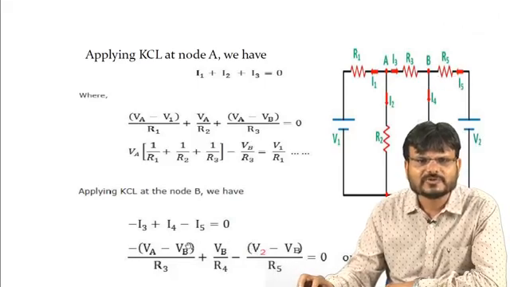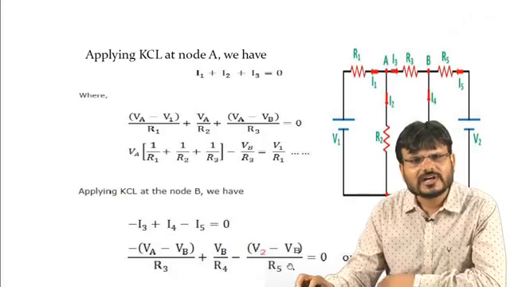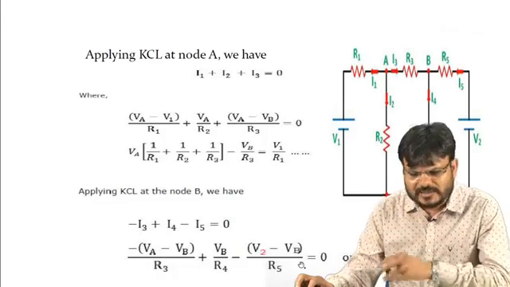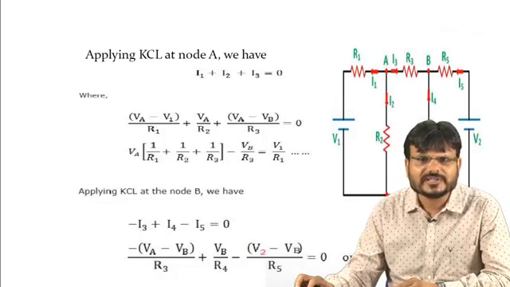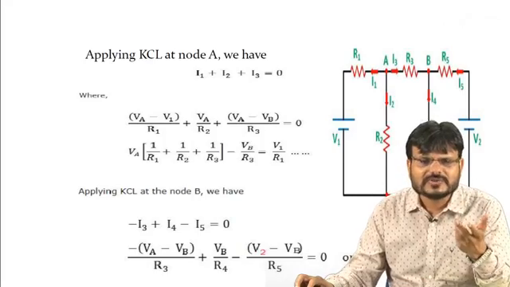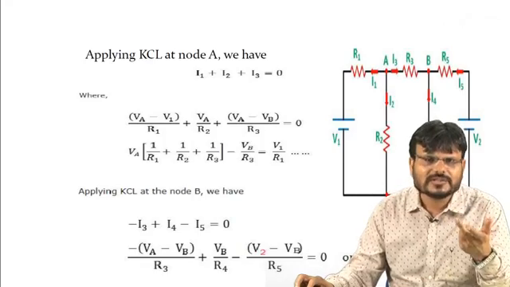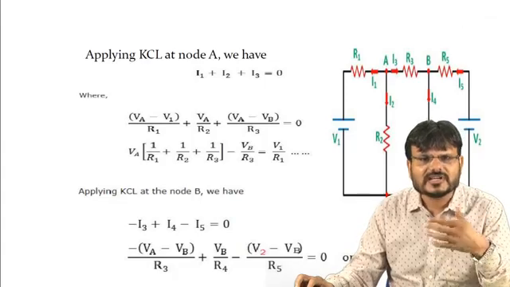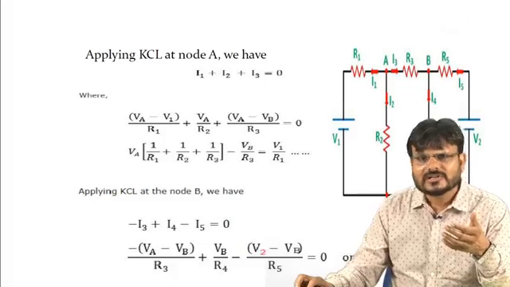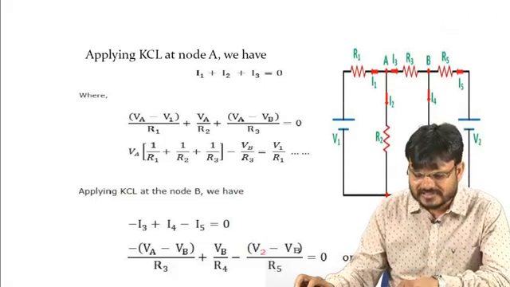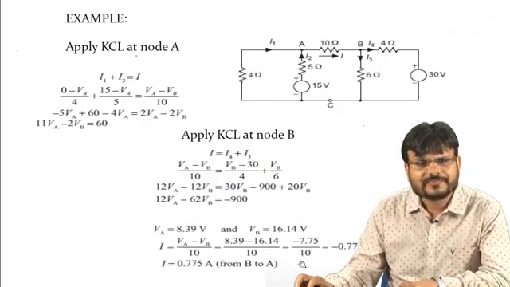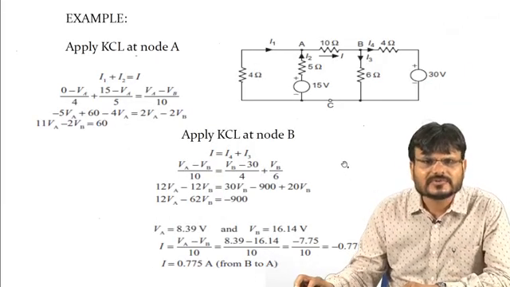So just put the values of I3, I4 and I5 in this equation. Now you have two equations, and after solving these two equations you can easily find the values of VA and VB, because you have two equations and two unknown values. So this is how you can apply the node analysis method in any particular circuit. Now it can again be understood by taking one example.